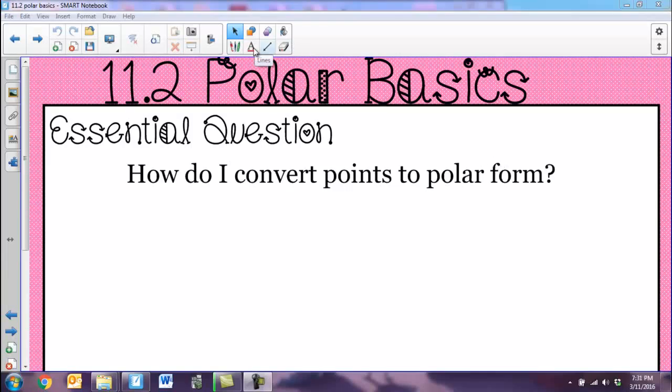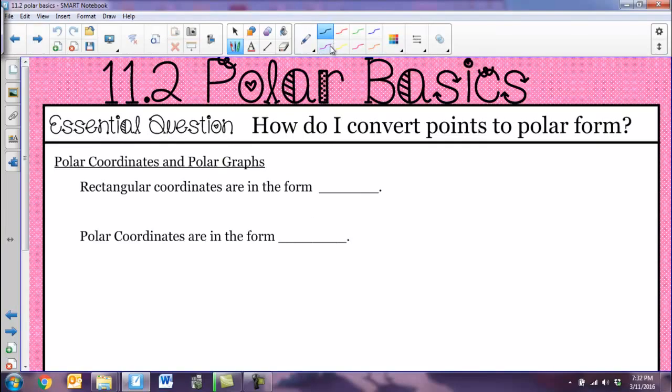Hey guys, today we're going to talk about a new type of equation that we're going to start working with, and that's called polar. So your essential question is, how do I convert points into polar form? The type of points and systems we've been used to working with are the rectangular coordinates.